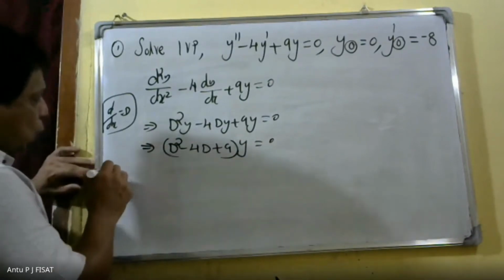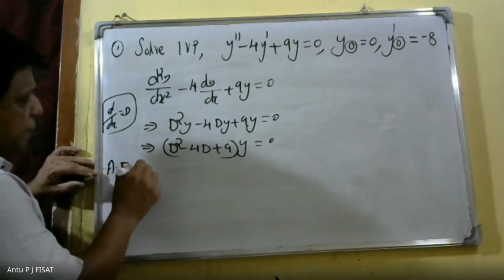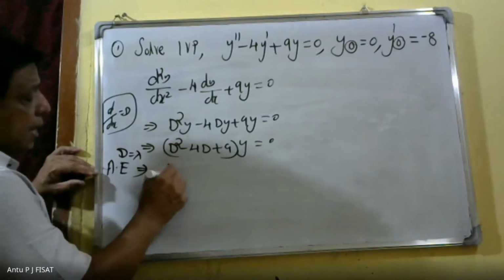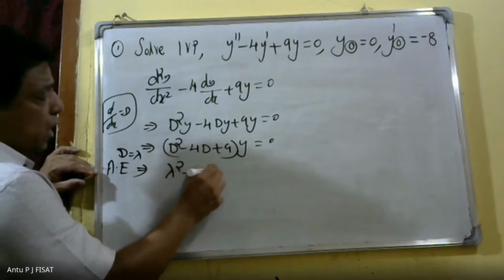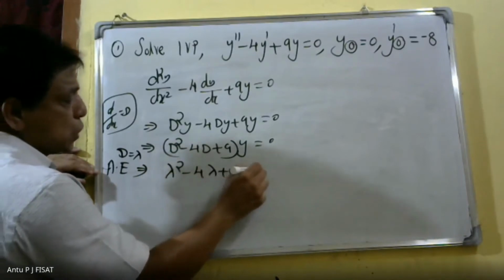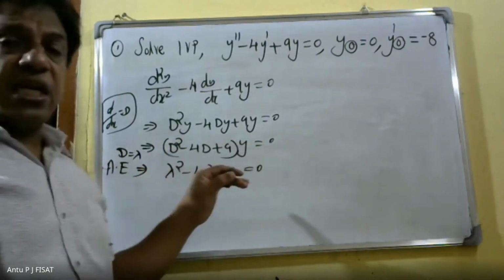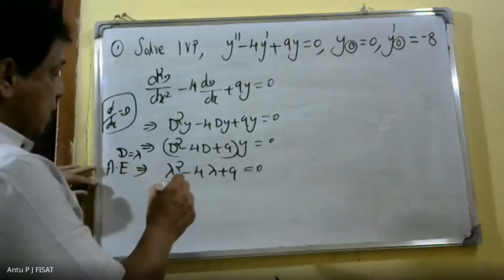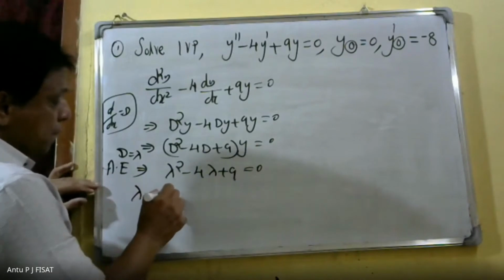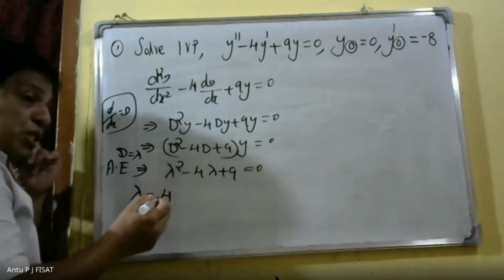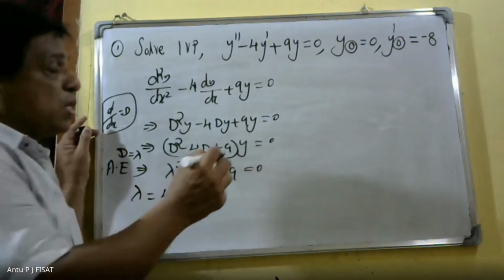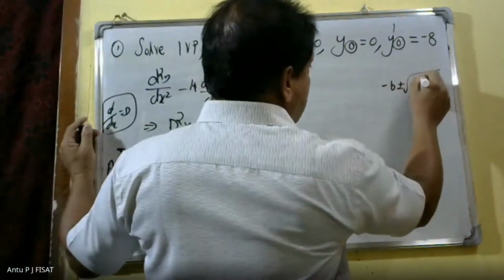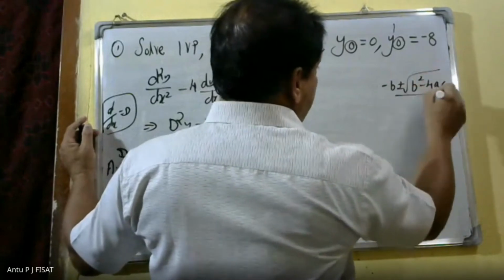Then we can write the auxiliary equation, AE. That is, put D is equal to lambda. Then lambda square minus 4 lambda plus 9 is equal to 0. This is a quadratic equation. Solve this equation using the formula lambda is equal to minus b plus or minus root of b square minus 4ac by 2a.